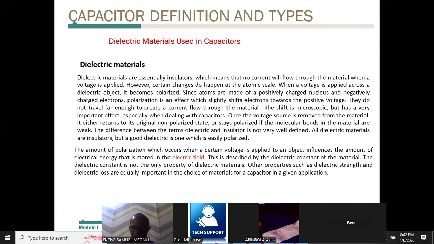Once the voltage source is removed from the material, it either returns to its original non-polarized state or stays polarized if the molecular bonds in the material are weak.